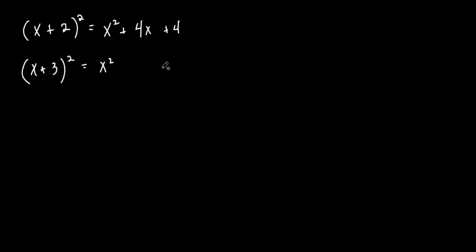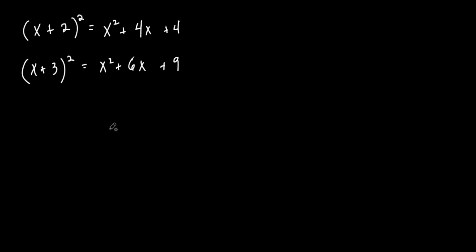X squared. What's the last one going to be? Plus 9. What's the middle one going to be? What did we say we did here? Do the same thing you did here. 6x. It'd be 6x, because it's 3x, then you double it. Right? That's how you find the middle one.